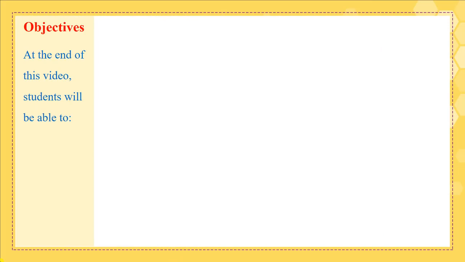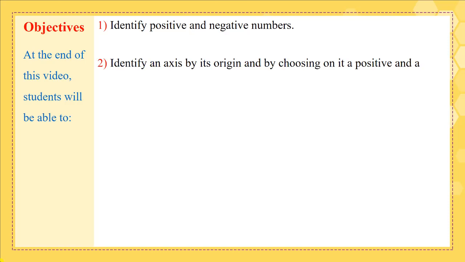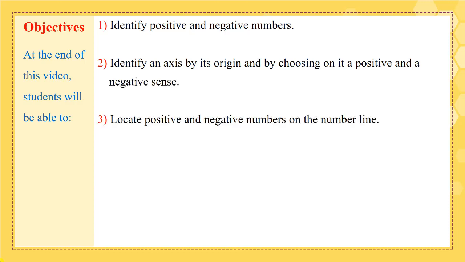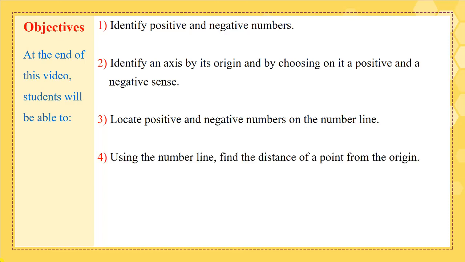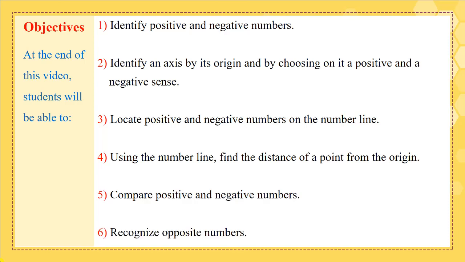At the end of this video, students will be able to identify positive and negative numbers, identify an axis by its origin and by choosing on it a positive and a negative sense, locate positive and negative numbers on the number line, using the number line find the distance of a point from the origin, compare positive and negative numbers, and recognize opposite numbers.